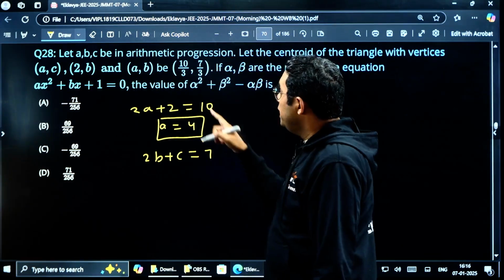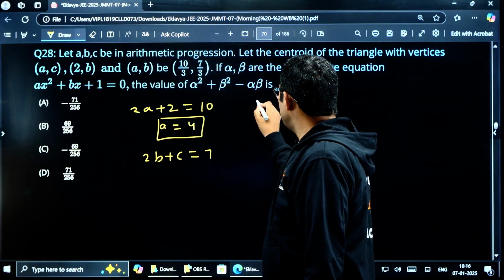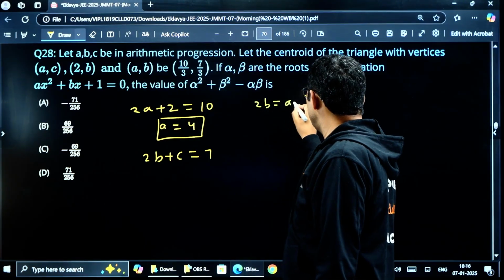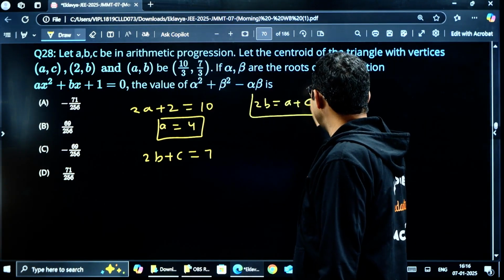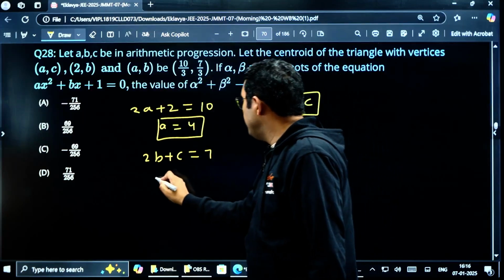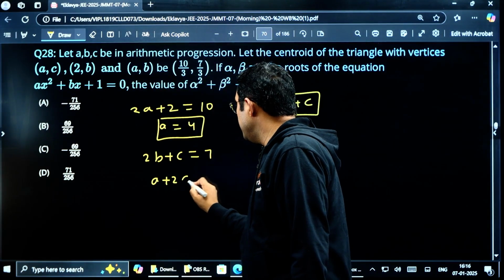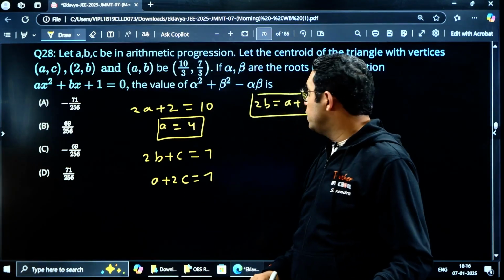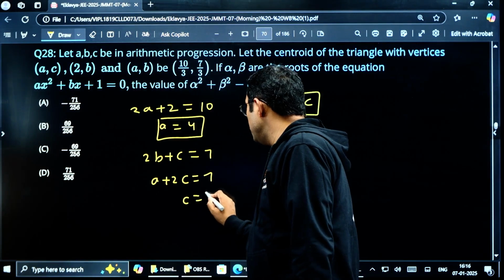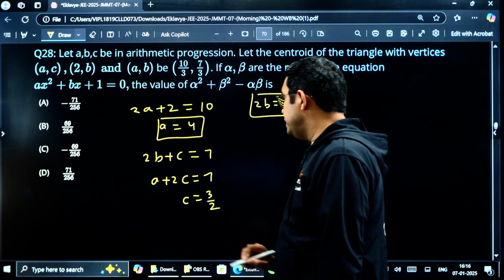We are also given A, B, C are in AP. So I think 2b can be written as a plus c. If I put it here, we will be getting a plus 2c is equal to 7. In this, a is equal to 4. So we get c to be equal to 3 by 2. c is 3 by 2.